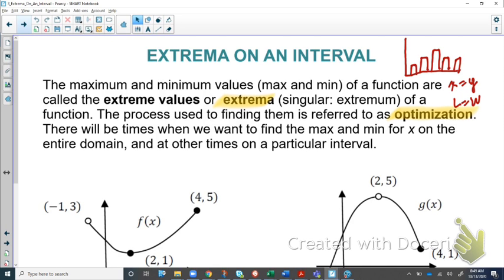And we're going to be looking at optimization at some point soon. So that's why it's really important to be able to identify where a critical number is going to be, or where an extreme value is going to be.